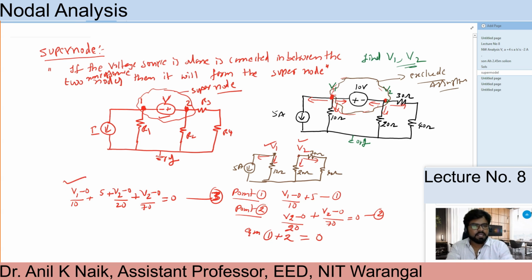Now only consider this one. Only consider this part now. Then what could be the scenario for this one? If you consider that one, then this is my V1. This is my plus and minus 10 volts, and this is my V2. So this is the leftover part we are going to take here.